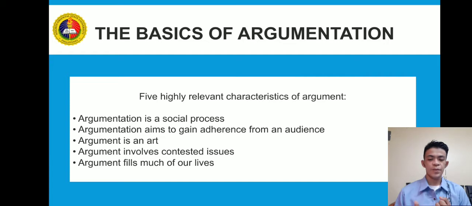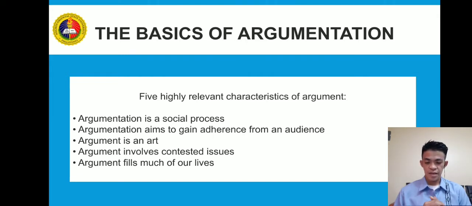Next, argumentation aims to gain adherence from an audience. People argue to gain assent for their positions. The world is filled with ambiguous situations that argument attempts to render more certain. So argumentation is a listener and audience-oriented activity. Even if the audience is just one person, ultimately one wishes to persuade the audience to act on the advanced claim, whether it is to encourage action or gain support.